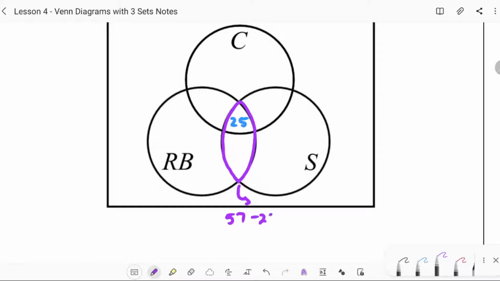So if I subtract the 25 I've already counted for, I'm left with 32 that are strictly just root beer and Sprite, but do not like Coca-Cola. All right, so keeping that in mind, let's move on to the next one.